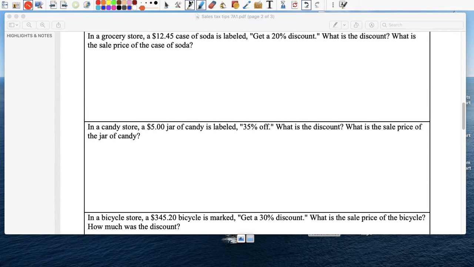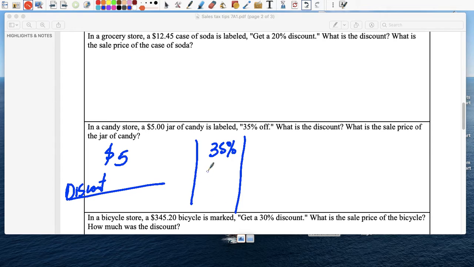In a candy store, and again, I keep doing it both ways. I need to find a discount. It's 35% off. 35% is going to change to 0.35 and multiply that by 5, and our answer is $1.75. So that's how much my discount is. So I get my total of $3.75.